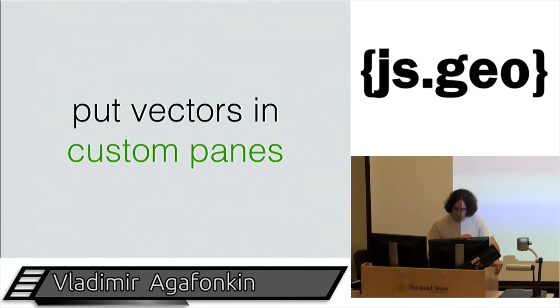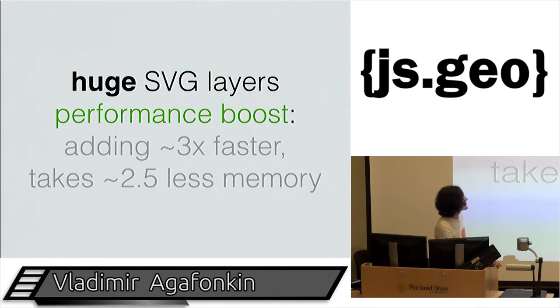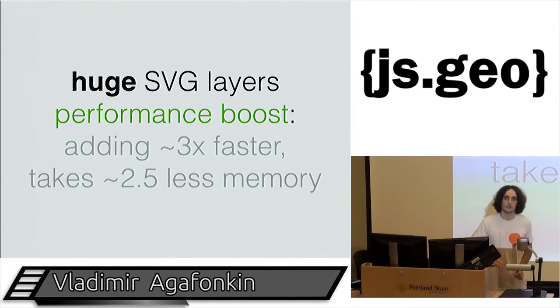And next is a really huge performance boost for SVG layers. So adding vector layers got about 3 times faster, and it takes almost 3 times less memory. It will get immediately noticeable on maps with lots of vector shapes.